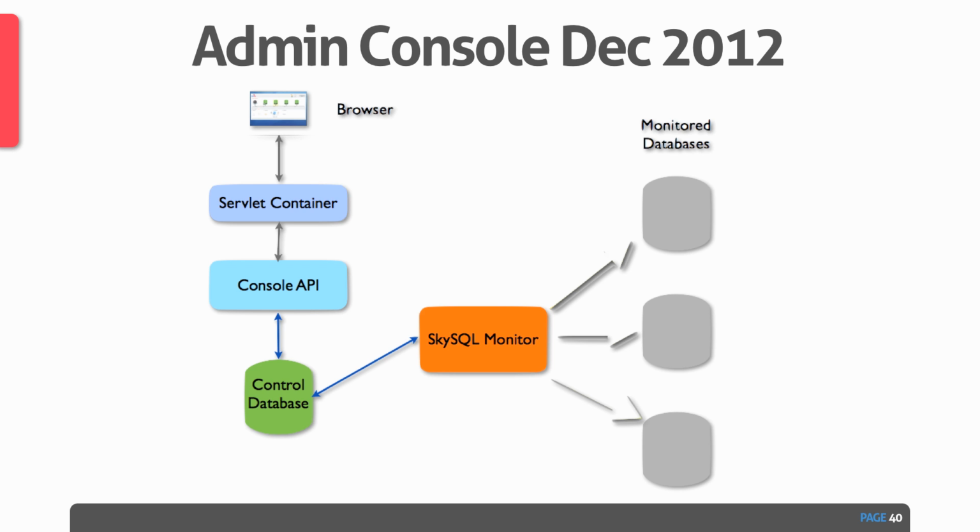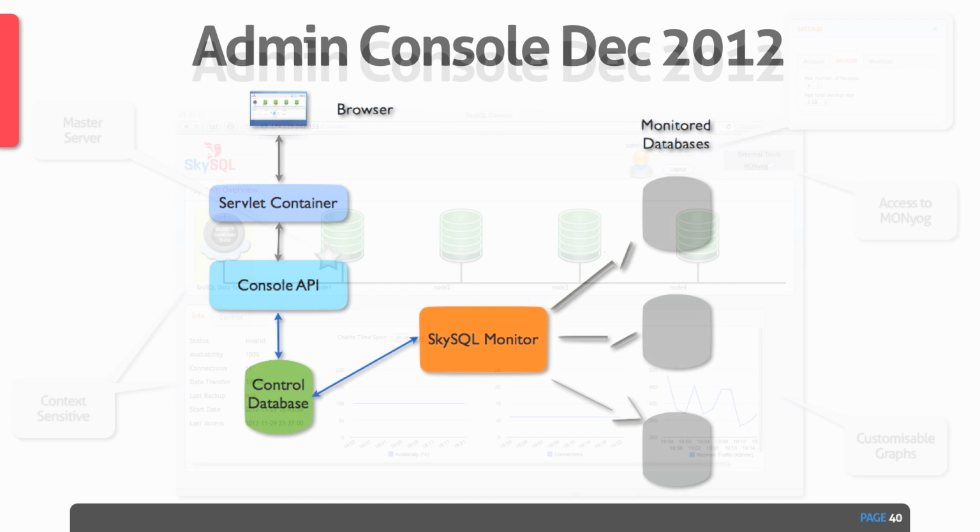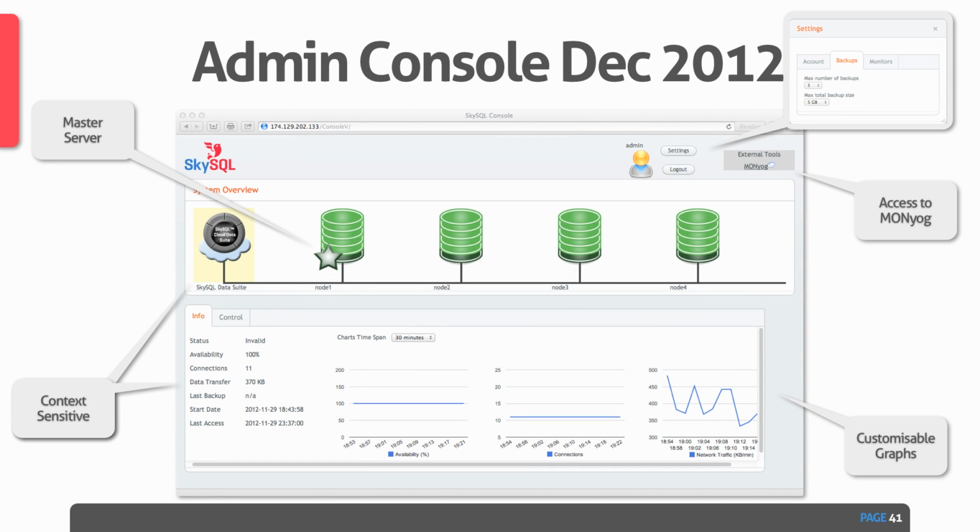The console API will get access to the control database and to the SkySQL monitoring systems that are effectively controlling the databases within the data suite. The graphical interface for the admin console will show you a master server, which is identified by the star here, and some slave servers that are just the normal cylinders you see here.